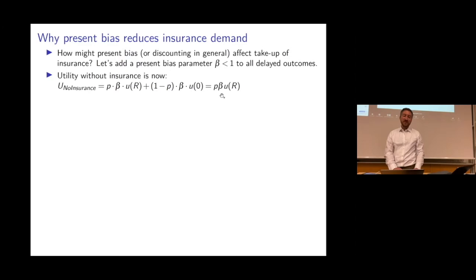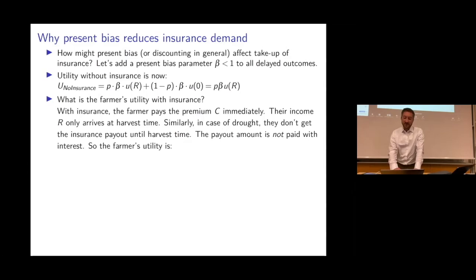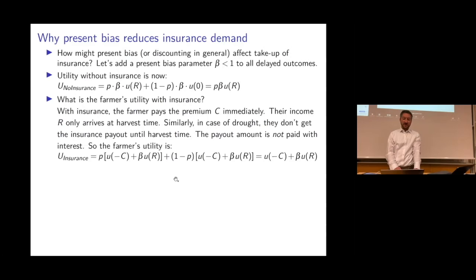What does it look like with insurance? So here's the crucial difference. With insurance, the farmer pays the premium C immediately, but their return R only arrives at harvest time. So the C is felt fully without discounting, without multiplying with that beta, but the return has to be multiplied with the beta because it only shows up later, right? And the same is true in the case of drought. They don't get the insurance payout until harvest time. They pay the cost immediately, but the payout doesn't arrive until harvest time.